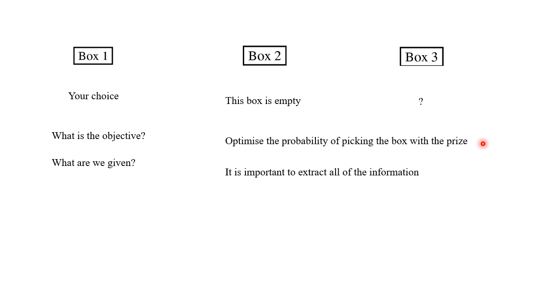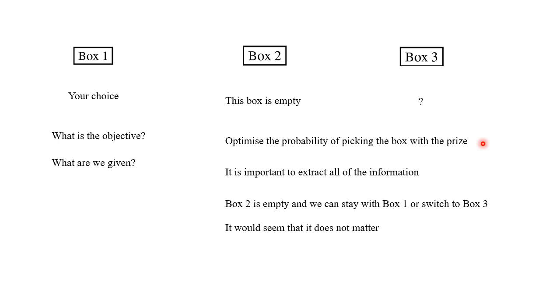It's tempting to say, well, now one of the boxes is empty, so this is equivalent to just looking at 2 boxes and choosing one of them. So it's tempting to think that there's an equal chance, regardless of whether you stay with your original choice or switch to box 3. So you know that box 2 is empty, so faulty reasoning would lead you to think that it doesn't matter. This is wrong. There's more information.